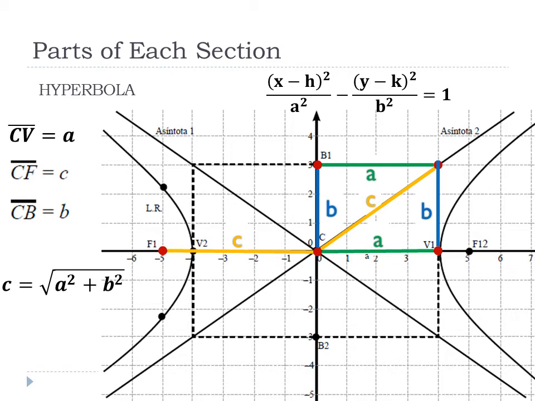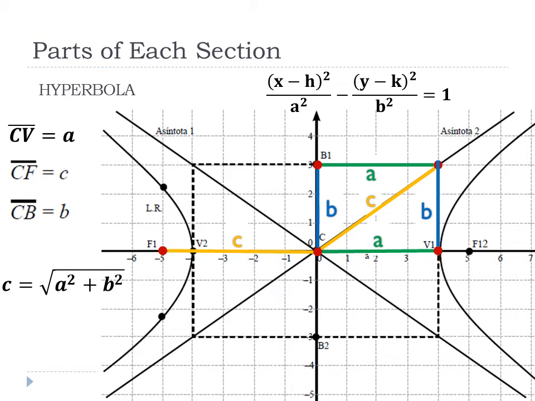So A will always be the distance from the center to the vertex. Why do I know that? Because just like in an ellipse, A will run along the major axis, okay? And B will be part of the minor axis. So that means it will run from the center to the covertex, which is what we can find here. The center to point B, which is marking the covertex.